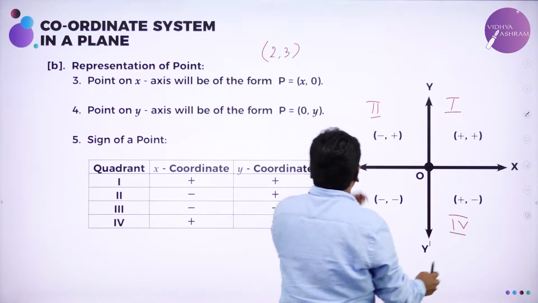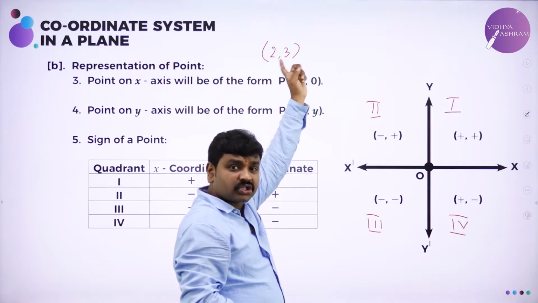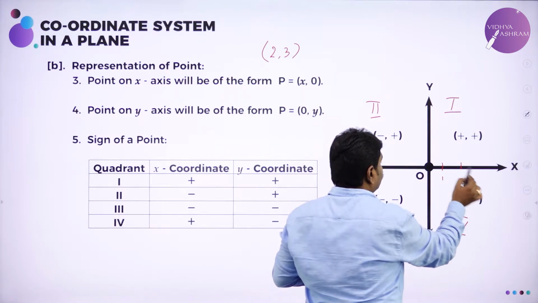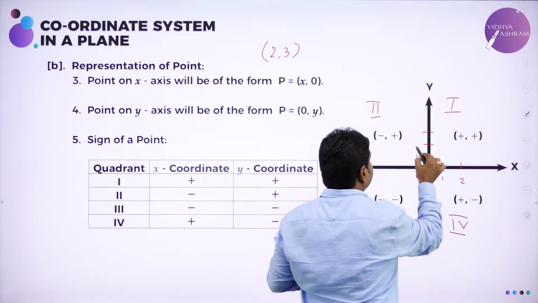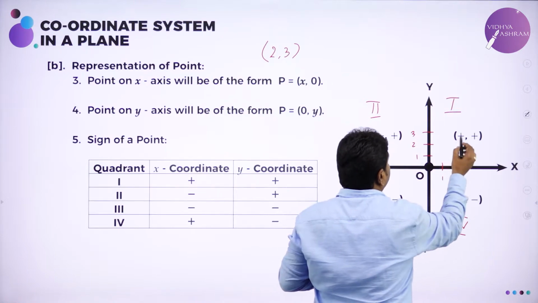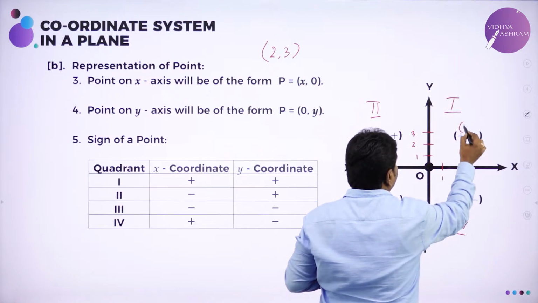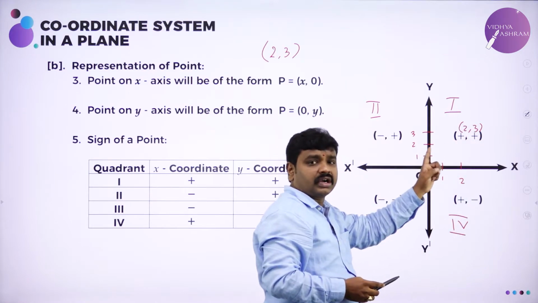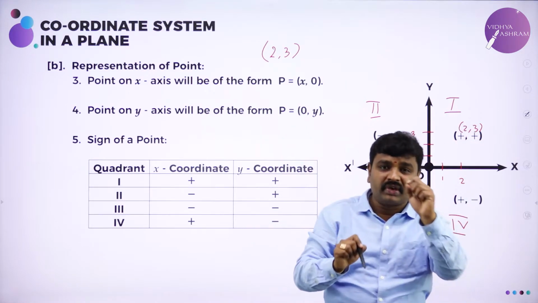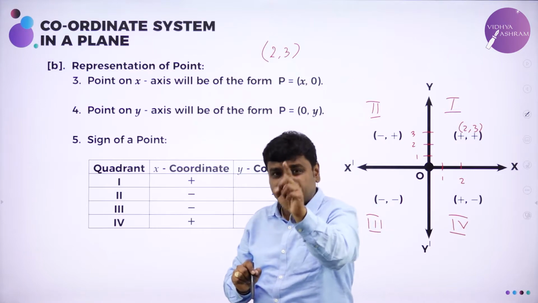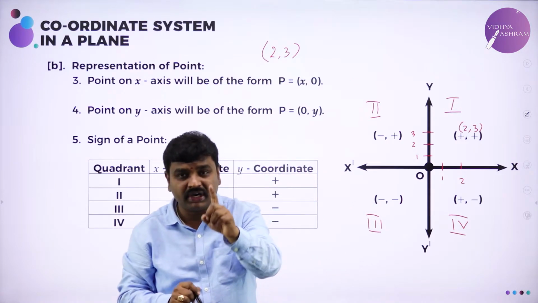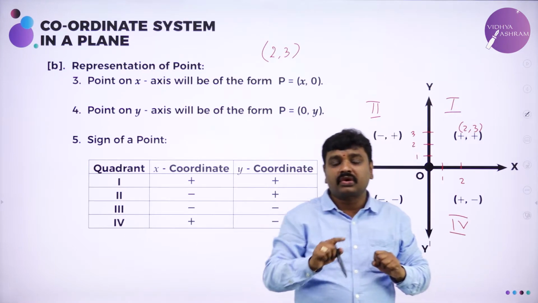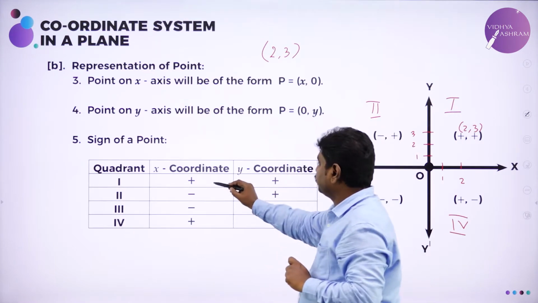So now, what is the point I took? 2, 3, which means x value 2, y value 3. X value 2 means 1, 2. Y value 3 means 1, 2, 3. So now the point will be here. This is 2, 3, x is 2, y is 3. You can see the point belongs to which quadrant? First quadrant. If both the x value and y value are positive, then the point will be in the first quadrant. A point belongs to the first quadrant if both x and y are positive.